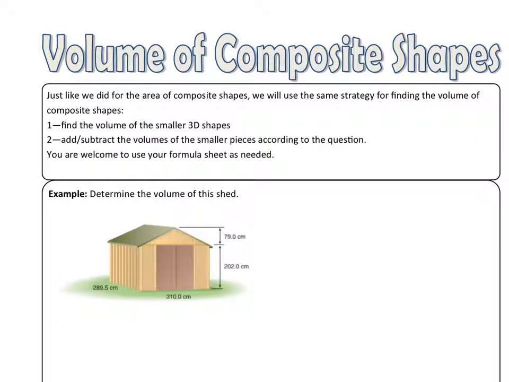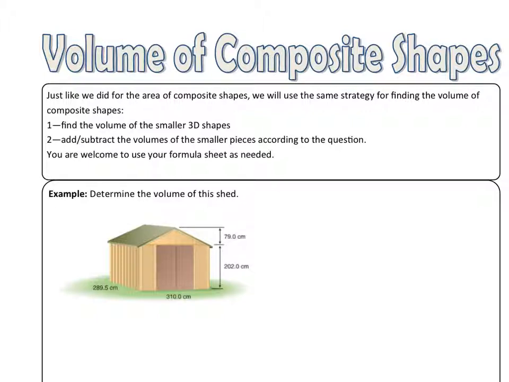Hey guys, so this morning we're going to do volume of composite shapes, and we're going to follow kind of the same strategy we did yesterday with our area of composite shapes. So we're going to take the volume of some of the smaller shapes that we see, and then we're going to add them or subtract them according to the type of question we have. I've posted a formula sheet on the website, so you can use that to look at all the formulas and have it as a reference.